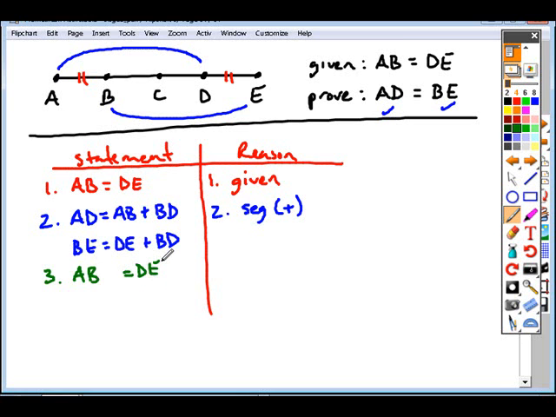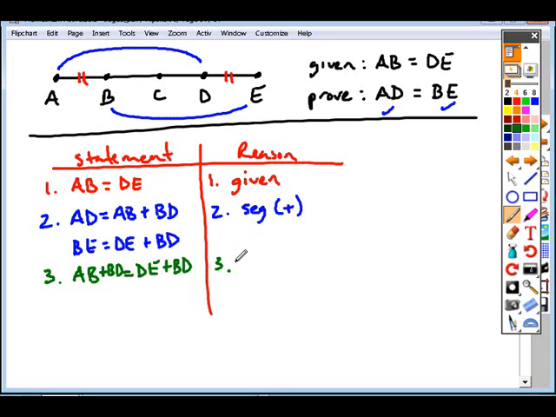So all I've done so far here is I've just rewritten statement 1. But in order to transform statement 1 into AB plus BD, what do I need to do to the left side of it? I need to add BD. And to balance the equation, what do I need to do to the other side? Add BD or its equivalent. In this case, I'm going to add BD to both sides.